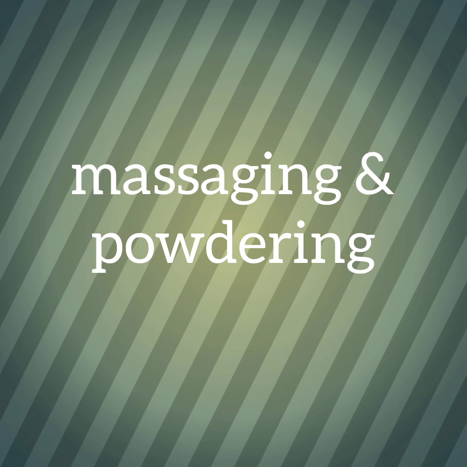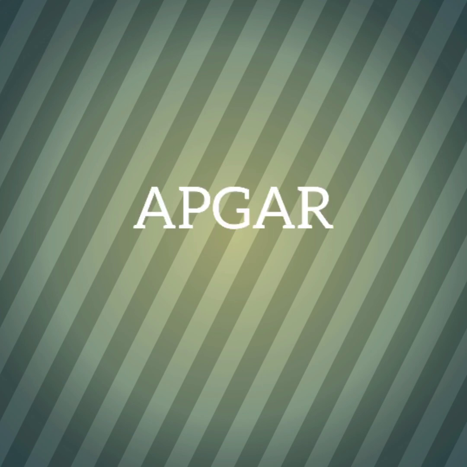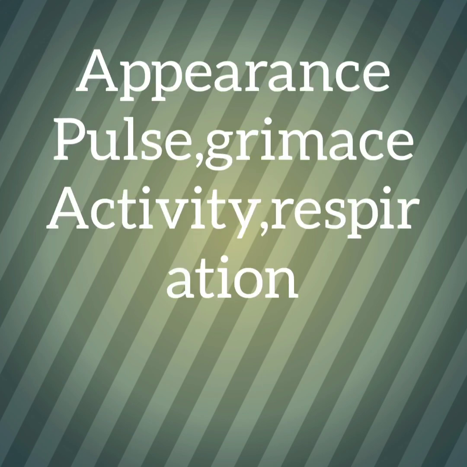Next, the normal pulse of newborn baby is dash. Answer is 110 beats per minute. What is Apgar? Answer is appearance, pulse, grimace, activity and respiration.